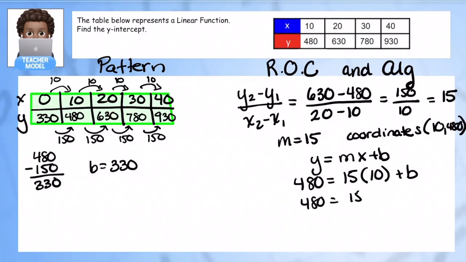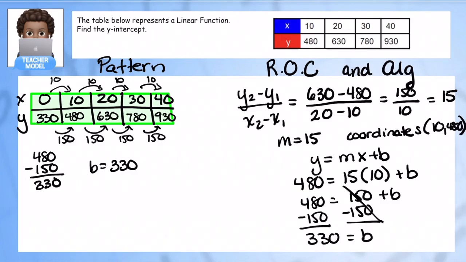Now I have a situation where all I have to do is solve for my unknown b. 480 is equal to 150 plus b. Now I'm just going to subtract 150 from both sides. And b is equal to 330. So there you go. That's my b in the formula. So what is my y-intercept? My y-intercept, let me put it over here. When x equals 0, y is 330. That's what I plugged in.